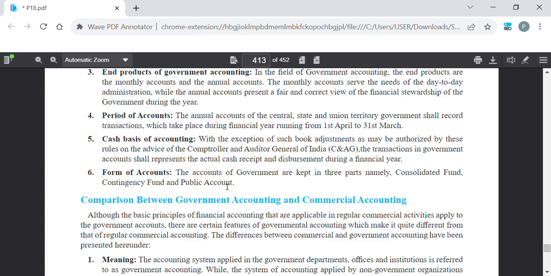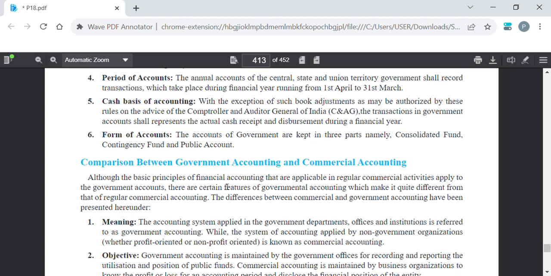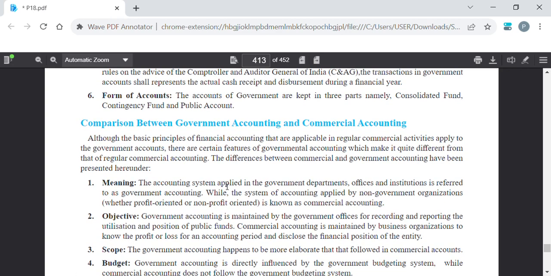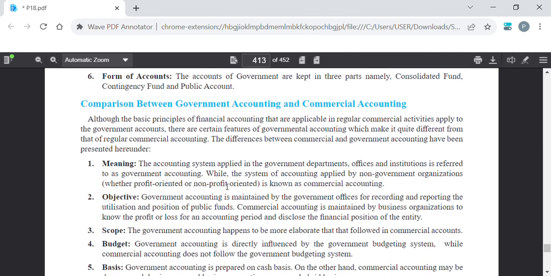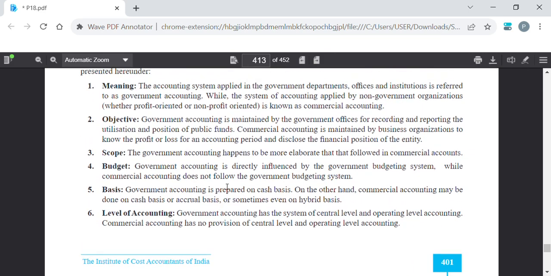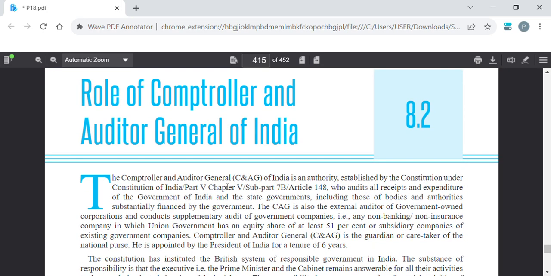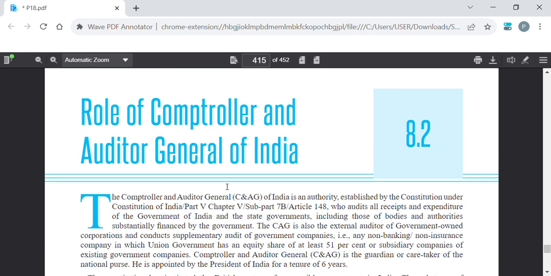So I have completed 3 questions under this lecture. We'll go for the next lecture. In the next lecture, I'll be starting from comparison between government accounting and commercial accounting, and along with this, I'll be completing 8.2. Thank you.